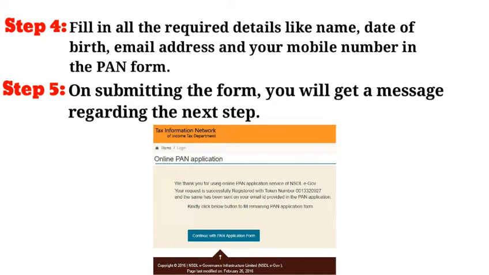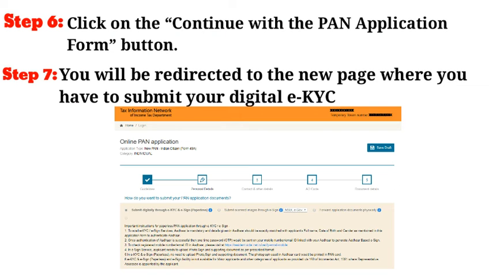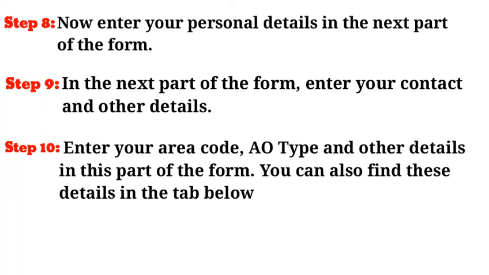Step 5. On submitting the form, you will get a message regarding the next step. Step 6. Click on the Continue with the PAN application form button. Step 7. You will be redirected to a new page where you have to submit your digital e-KYC. Step 8. Now enter your personal details in the next part of the form. Step 9. In the next part of the form, enter your contact and other details.